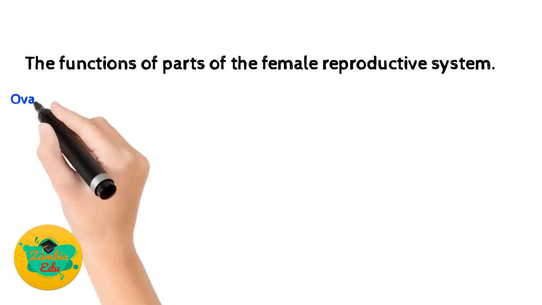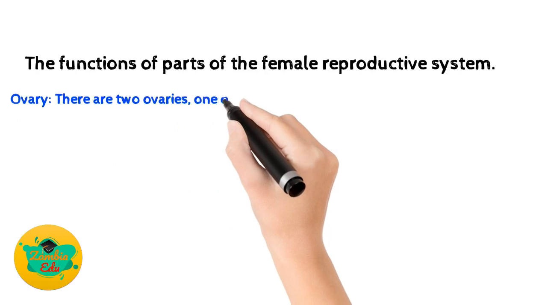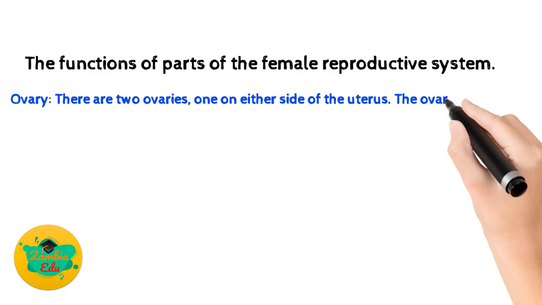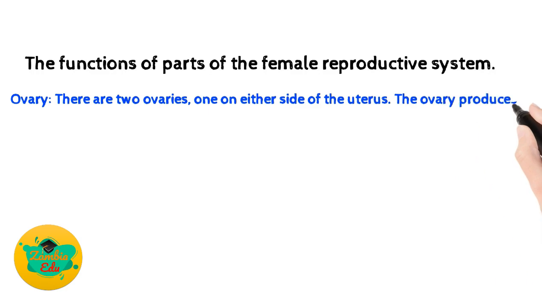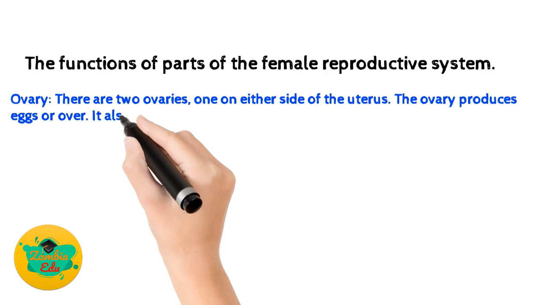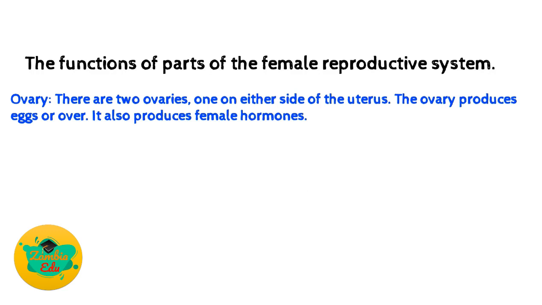So the ovaries, the ovary. There are two ovaries, one on either side of the uterus. The ovaries produce the eggs. We can also call them the ova. It is also the function of the ovaries to produce the female hormones. Okay, we are done with the ovaries.